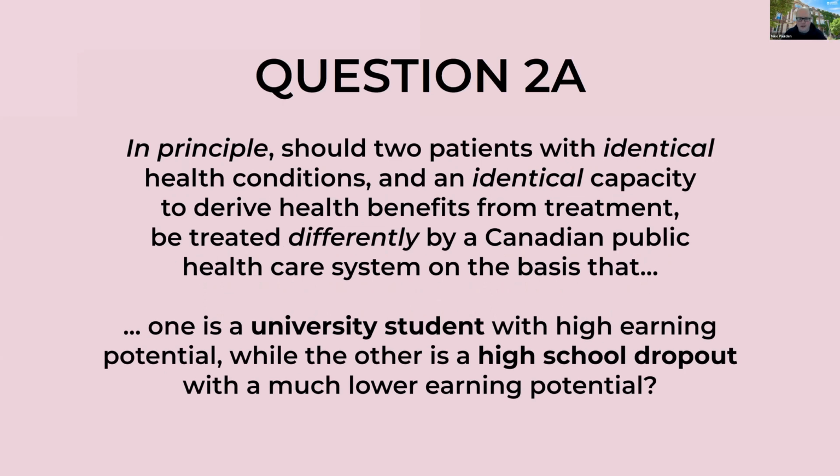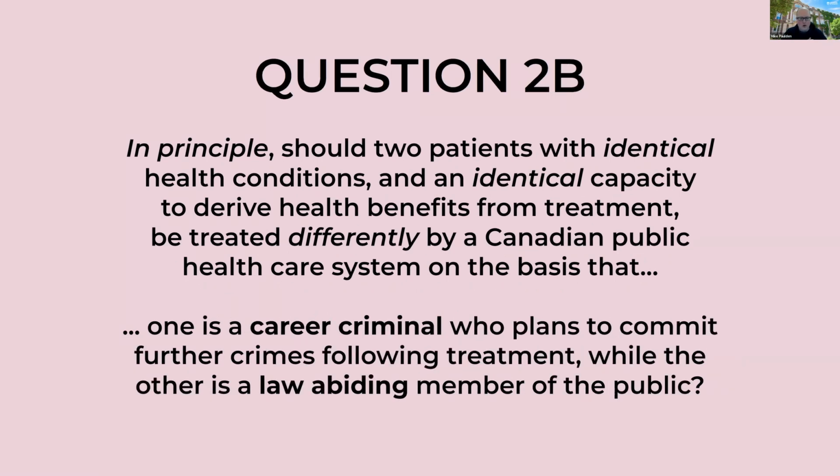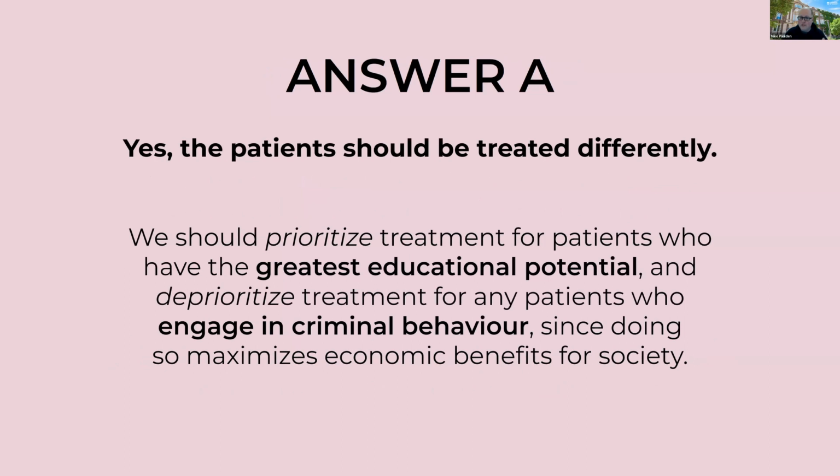Should we treat them differently on the basis that one is a university student with high earning potential, the other is a high school dropout with a much lower earning potential? Here's a similar question. One is a career criminal who plans to commit further crimes following treatment, while the other is a law-abiding member of the public. Do you really want to save the life of that career criminal given the societal implications? And you could say, the patient should be treated differently.